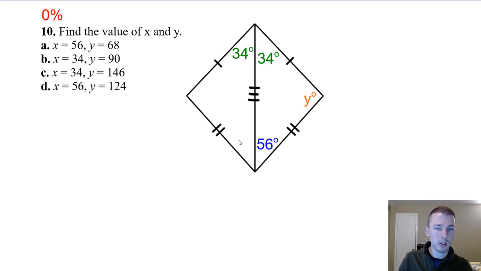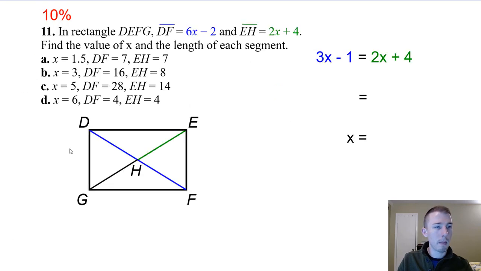And then the same thing down here. If that's 56, the other side's 56. But that doesn't help us solve for y. So the way we'd solve for y is we know that these are all going to be adding up to 180 degrees, right? So 56 plus 34 is 90. So the missing angle y here has to be 90 degrees as well. So our answers are going to be x is 34 and y is equal to 90. So that's B as in Bravo. Looks like everybody got that right as well.